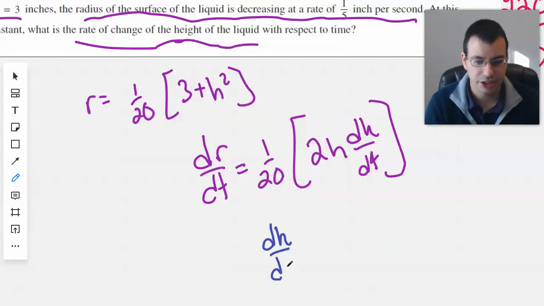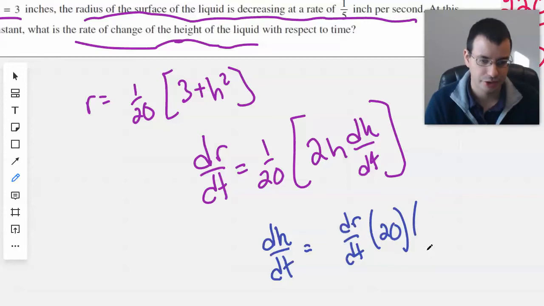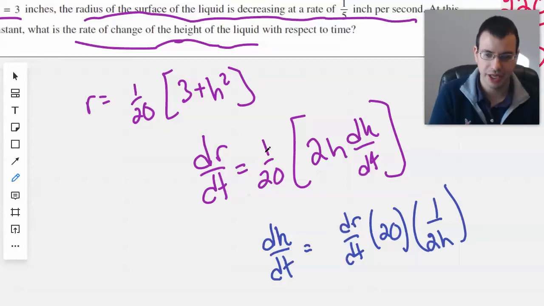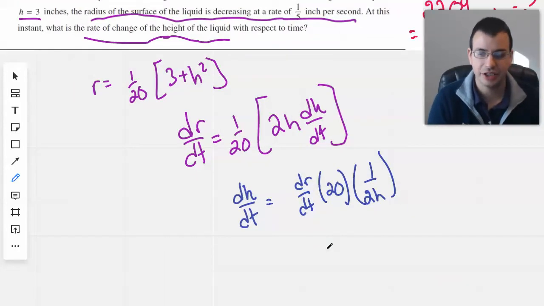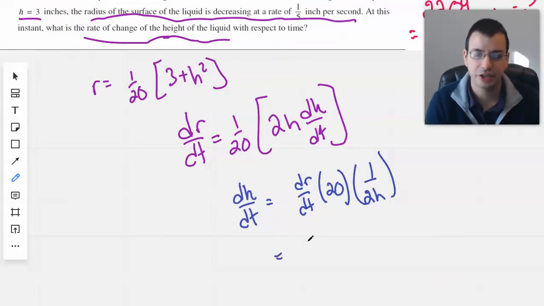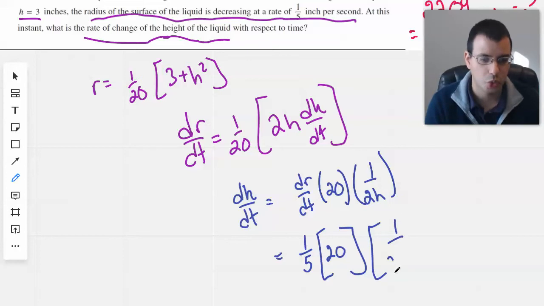dh/dt equals dr/dt times 20 times 1 over 2h. Move the 2h down, 1 over 20 over, okay? And they say that dr/dt equals 1/5. Okay, I'll go with 1/5. 20 is just 20. 1 is 1. And h is 3.